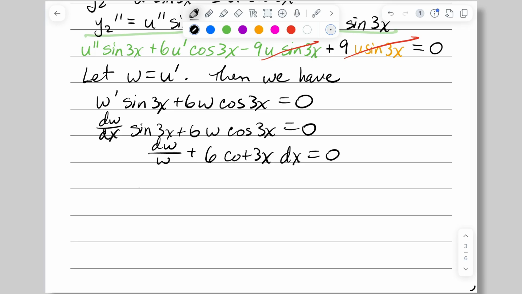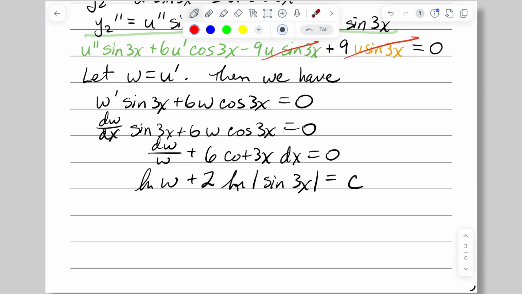Integrating dw/w is going to give us the natural log of w. Yes, there should be an absolute value, but I addressed that in the previous video, so I'm not going to bother with it right now. Plus, you can verify, 2 times the natural log of the absolute value of sin(3x) is equal to a constant. You may ask, why the absolute value for sin(3x)?